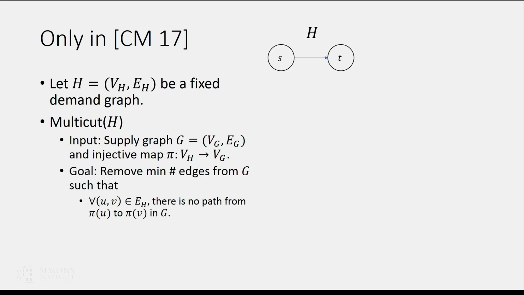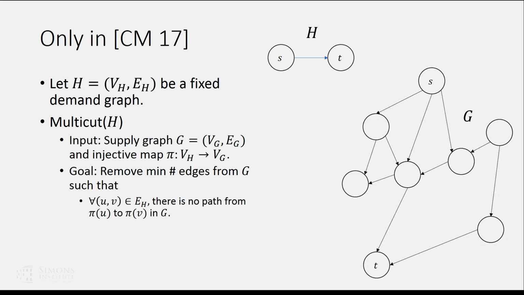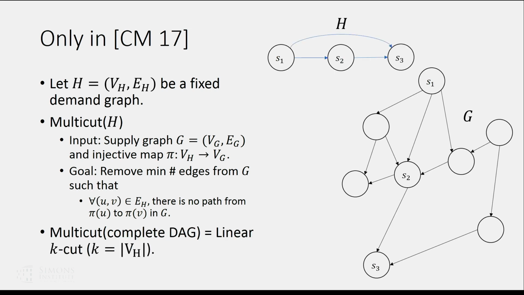Okay. So if H looks like this, just a single edge, and G looks like this, then we can easily see that this problem is exactly the min STcut problem that we can solve efficiently. But we can look at other H. If H is this complete directed acyclic graph, then this problem is known as linear K-cut, where K is the number of vertices. And this problem was also independently studied.